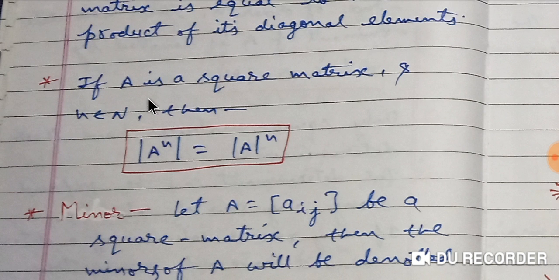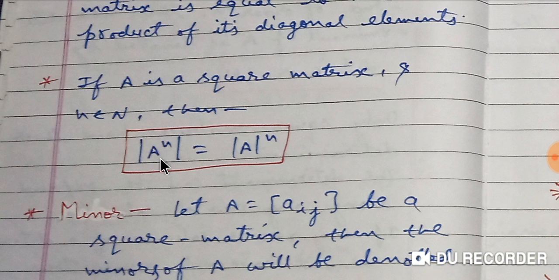Now this is the next point. This says that if A is a square matrix and n belongs to capital N, that means this n is the power raised on this matrix A, and n is a natural number. So n belongs to the natural numbers, and then we have to just find this.